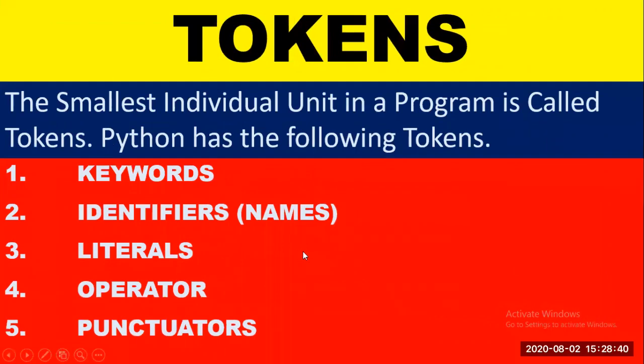Now, what is token? The smallest individual unit in a program is called token. Python has the following tokens: keywords, identifiers, literals, operators, punctuators.